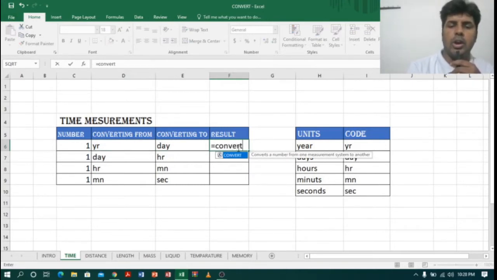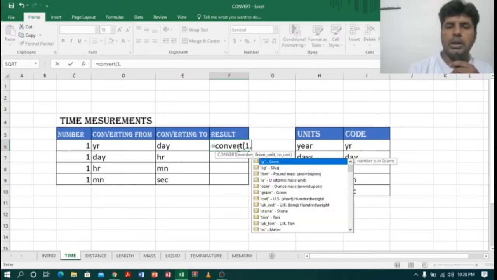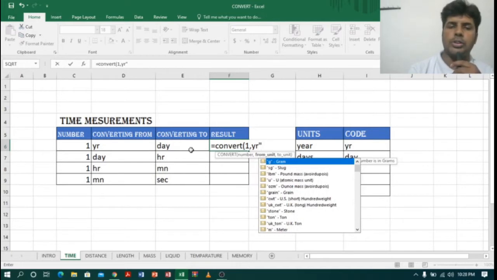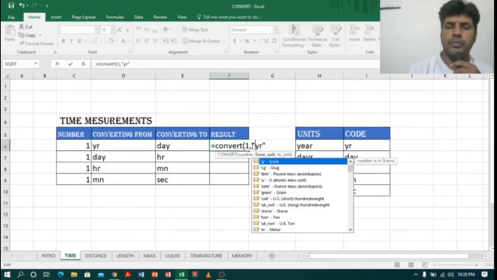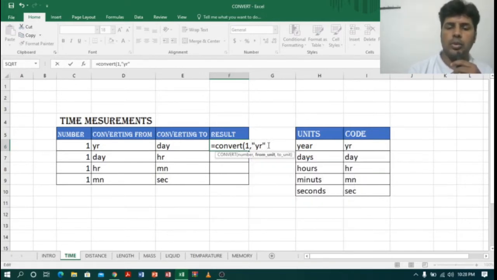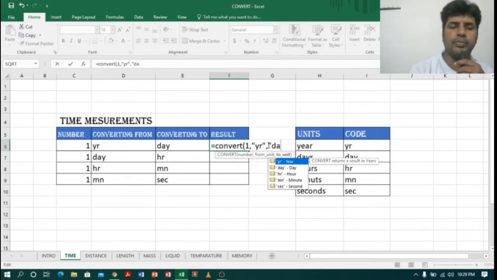open bracket. First I have to select the number, so I will type 1 comma. Next I have to select the year, because we are converting years. We cannot write year directly, so we have to write the code YR, and within double quotations. Next it's day, so we have a code DAY, which I will write in quotations, close the quotations, enter.